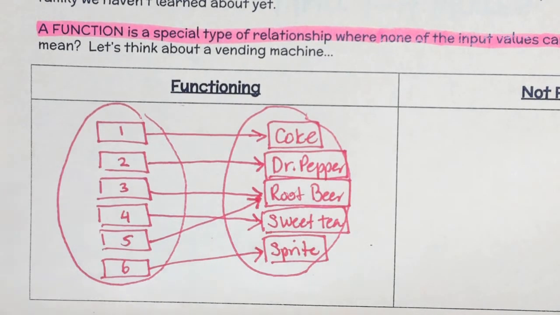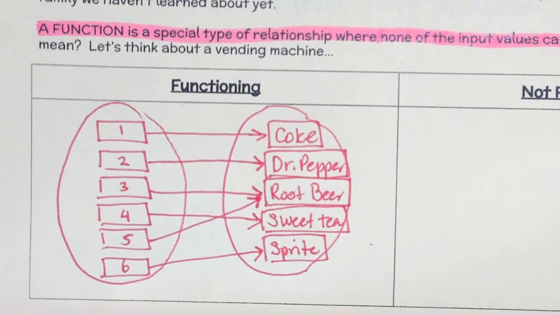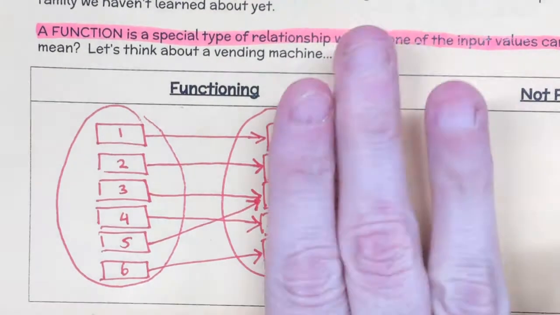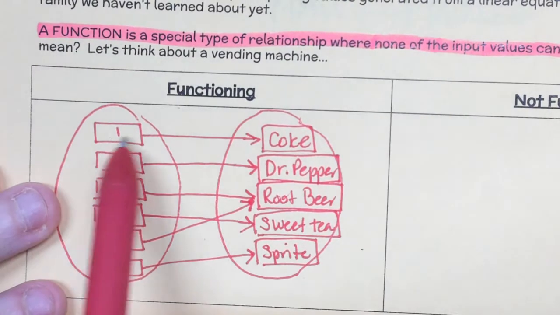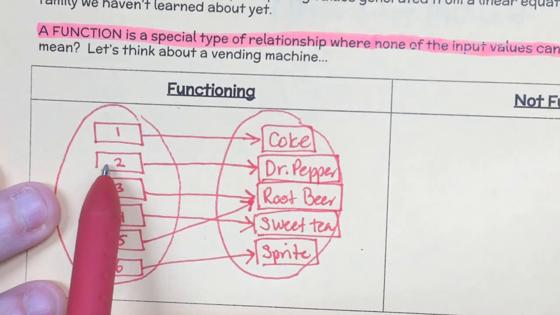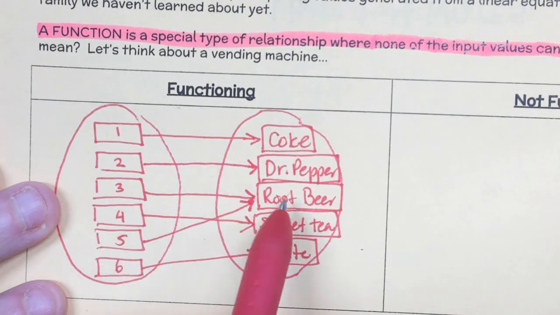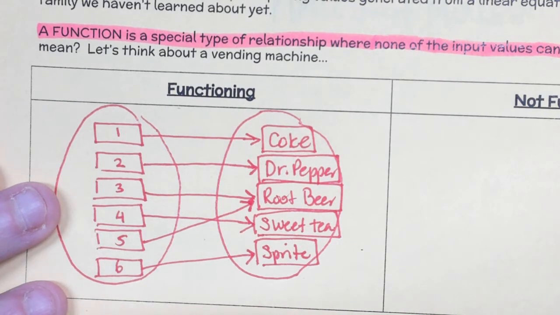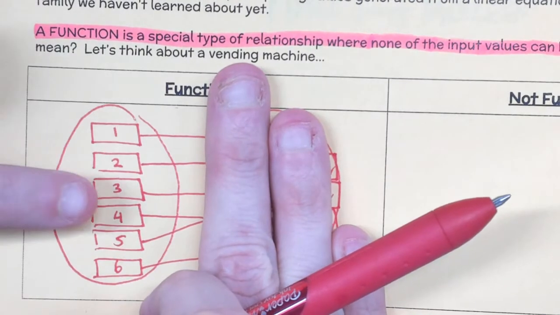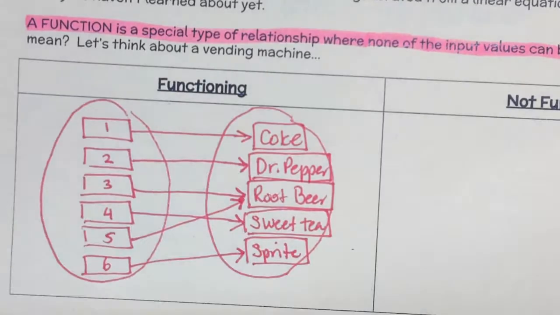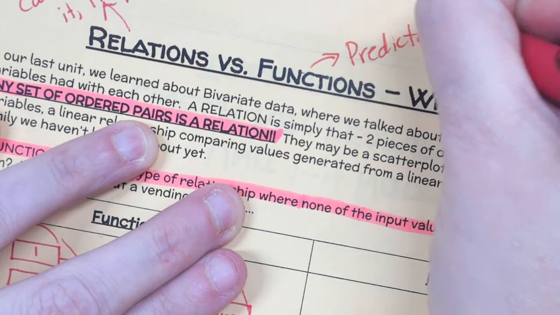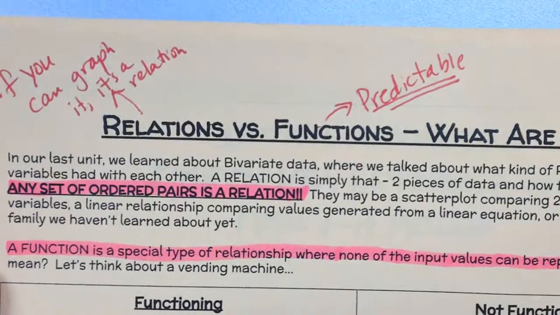Okay, so this machine is functioning. And let me tell you why. Because this machine is predictable. I don't know what's going on inside the machine, but I know that if I hit the 1 button, I'm going to get a Coke. I know if I hit the 2 button, I'm going to get Dr Pepper. If I hit the 3, I'm going to get a root beer. If I hit the 4, I'm going to get sweet tea. If I hit 5, I'm going to get a root beer. If I hit 6, I'm going to get Sprite. I know exactly what's going to happen if I hit any of these buttons. There's only one possible thing that could happen, okay? So my functions are predictable. Functions are predictable.